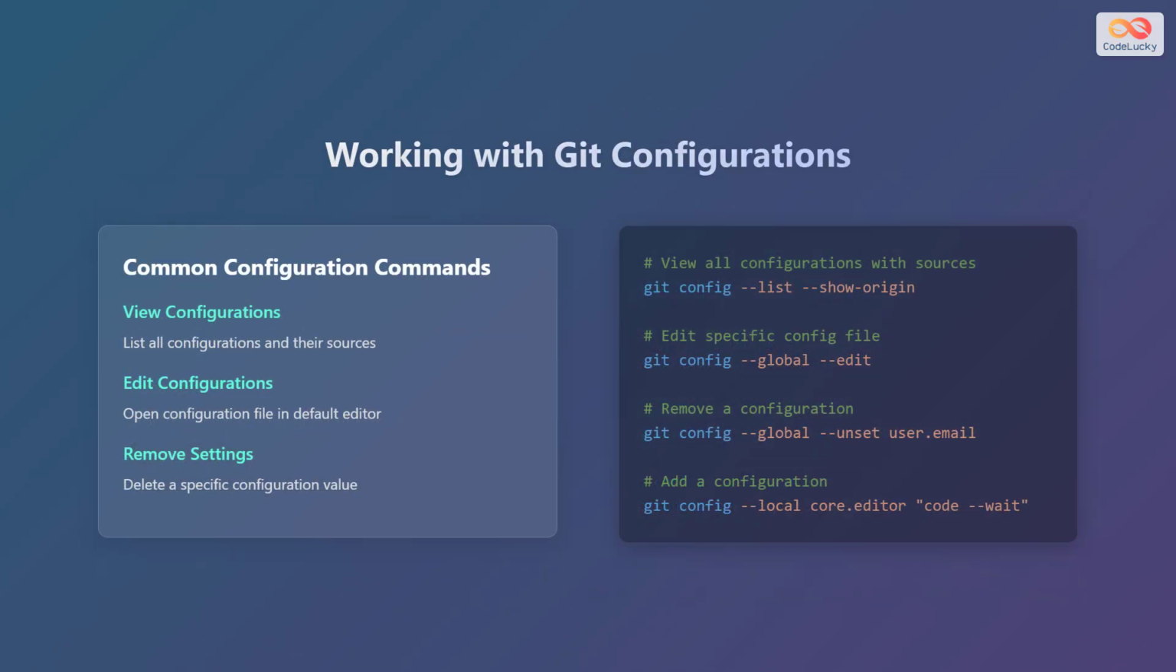Here are some common configuration commands. To view all configurations with their sources, use the command git config --list --show-origin. To edit a specific configuration file, use the command git config --global --edit. To remove a configuration, use the command git config --global --unset user.email. To add a configuration, for example setting the core editor to Visual Studio Code, use the command git config --local core.editor "code --wait".